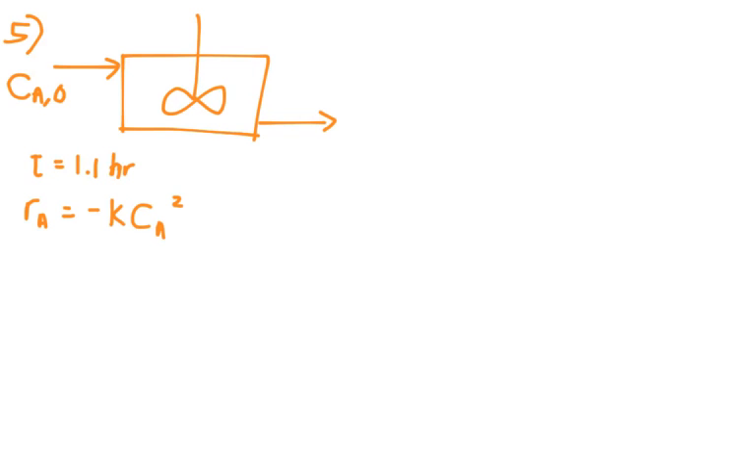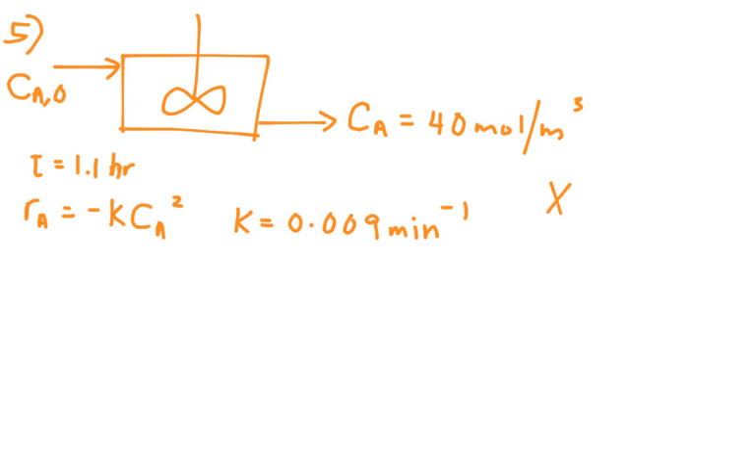A CSTR with a residence time of 1.1 hours contains pollutant A that decomposes via a second-order irreversible reaction. The K value in this case is given as 0.009 per minute. If the exiting concentration of pollutant A from the system is given as 40 moles per meter cube, determine the conversion of pollutant A.